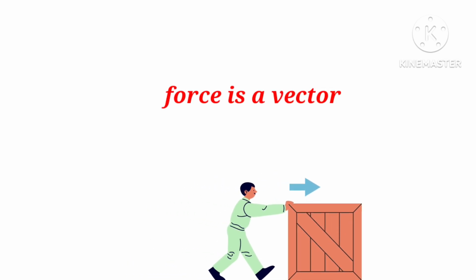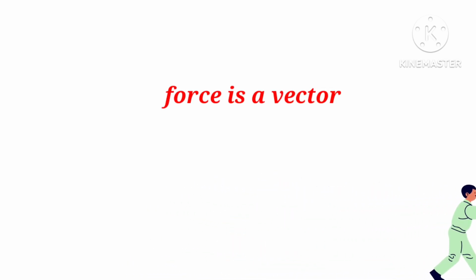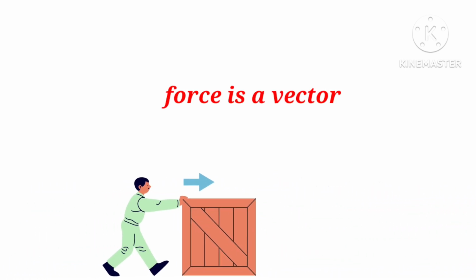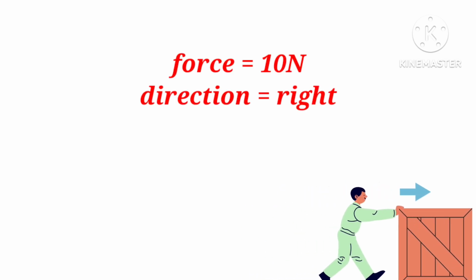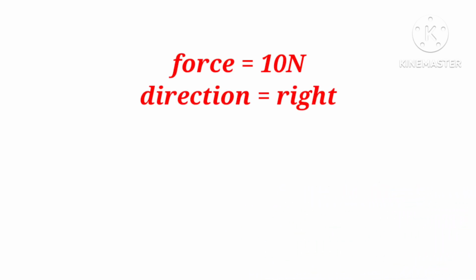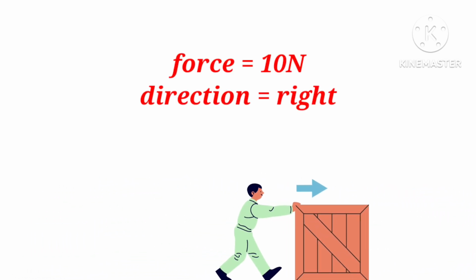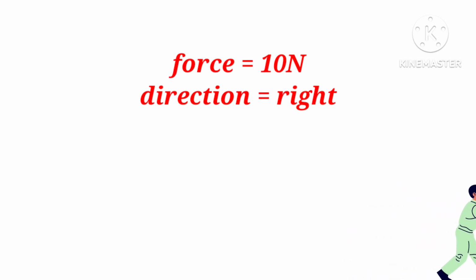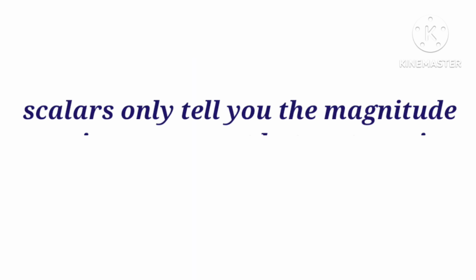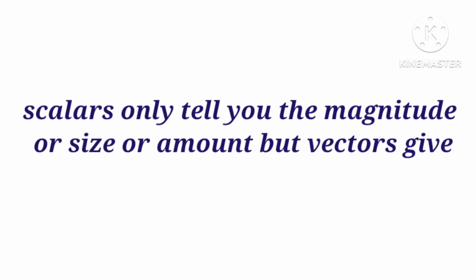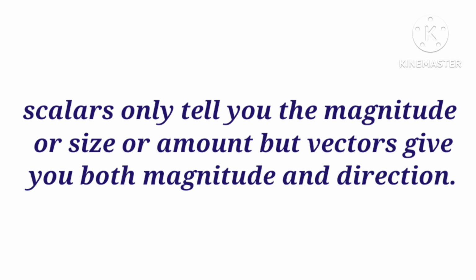When you push or pull something, you are applying force, which is a vector. If I push a box with 10 Newton to the right, I am telling you both the magnitude and direction. So, scalars only tell you the magnitude or size or amount, but vectors give you both magnitude and direction.